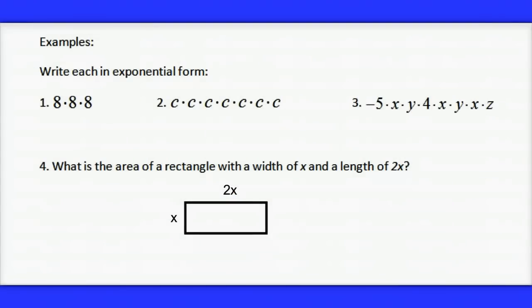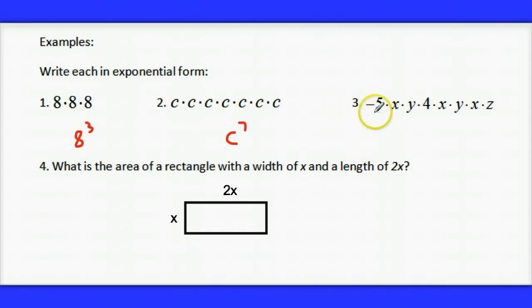Here we're going to write each of these expressions in exponential form. An easier way to write 8 times 8 times 8 would be to say 8 to the 3rd power. And an easier way to say c times c times c times c times c times c times c would be c to the 7th power, since there are 7 c's being multiplied together.